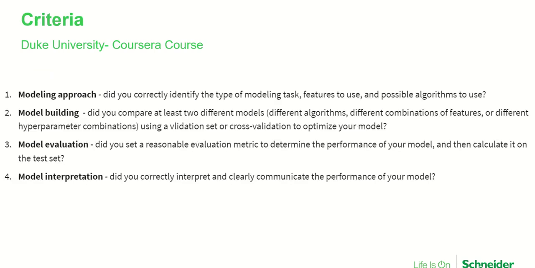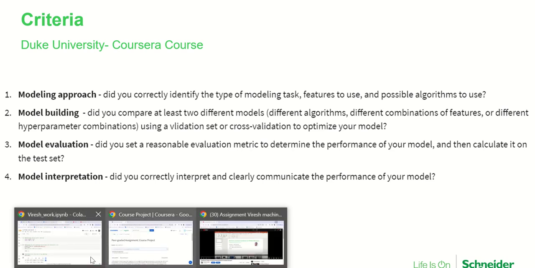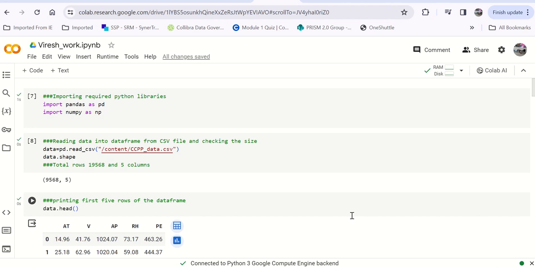Before going into further details, I just thought of talking about four different criteria as highlighted by the Duke University course: what kind of approach we select for modeling, how do we build the models, how do we evaluate, and how do we interpret it. Now, instead of talking in PPT mode, I would like to directly jump into the practical stuff. So let me take you to another screen. Now, I can really talk about approach, building, evaluation, and interpretation.